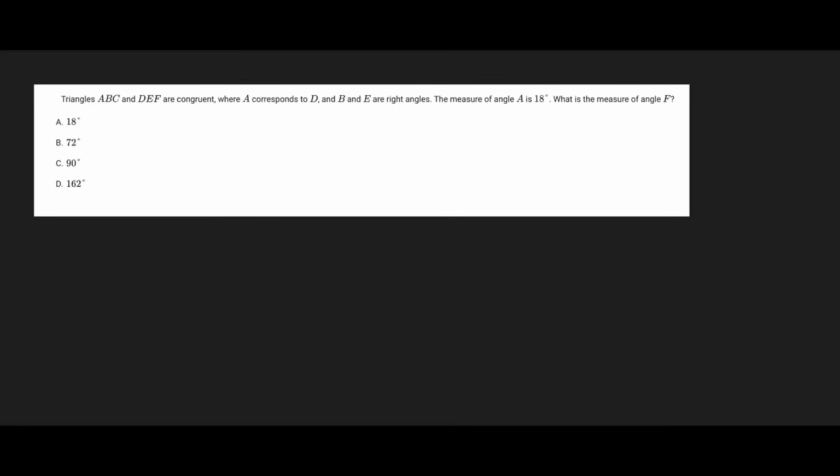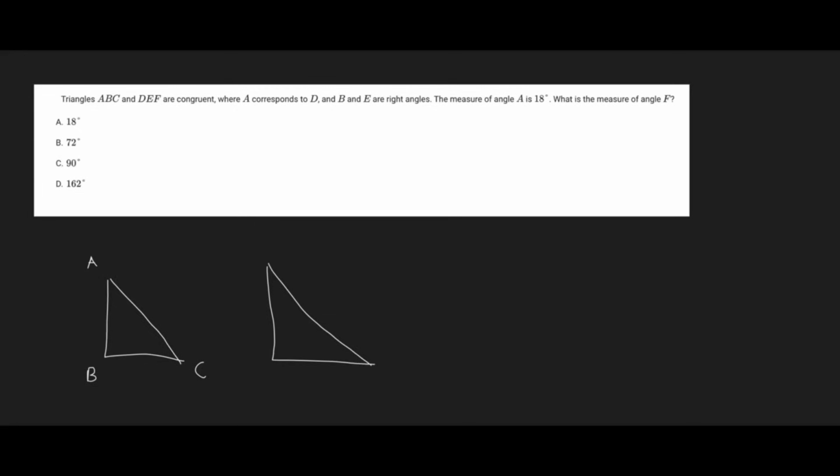Triangles A, B, C, and D, E, F are congruent, where A corresponds to D, and B and E are right angles. The measure of angle A is 18 degrees, whereas the measure of angle F. All right, so we know that these are right triangles, so let's just draw them out. So our first triangle is going to be, looks like B and E are the right angles, so I'll just put B here and A up top. And then call this one C. And we'll do the same thing, and these are congruent triangles, so they're not really the same size here, but just imagine they are.